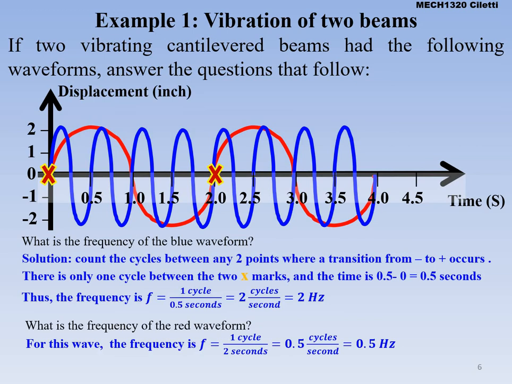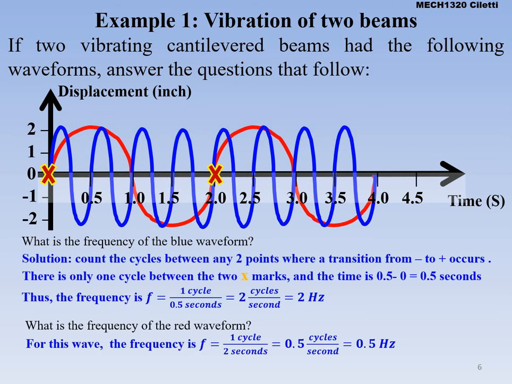Does this make sense if we look at this? The blue wave is traveling much faster than the red wave, so hence, it should be the higher frequency. The blue wave is 2 hertz. The red wave is 0.5 hertz, or half a hertz. It is slower. Half a hertz is slower than 2 hertz. So what we've analyzed does make sense here.